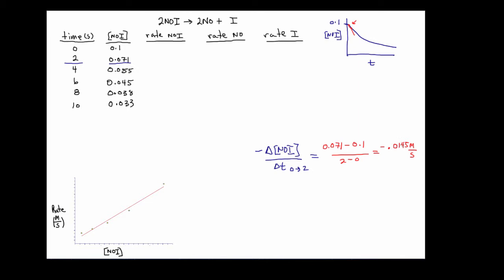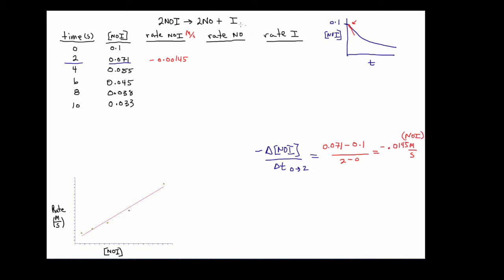So the rate of disappearance for this time interval is, and I'll go ahead and write it in, going to be minus 0.00145, and the units are molarity per second. I'll just put that up here. Okay, now I'll label this as the NOI, so it's very clear.